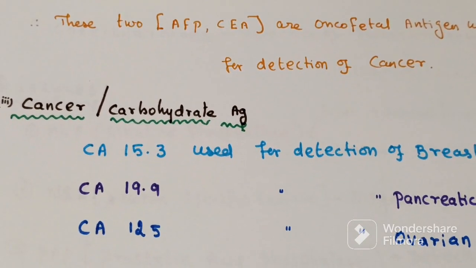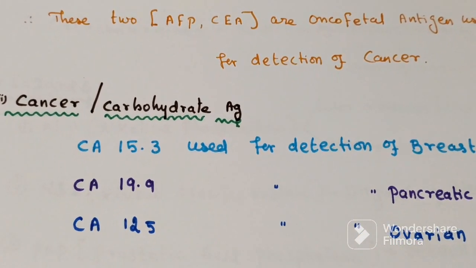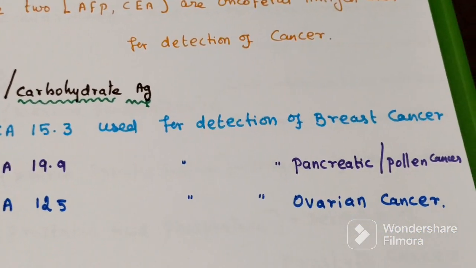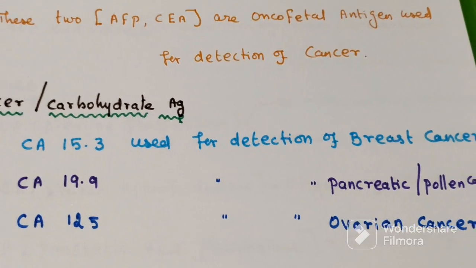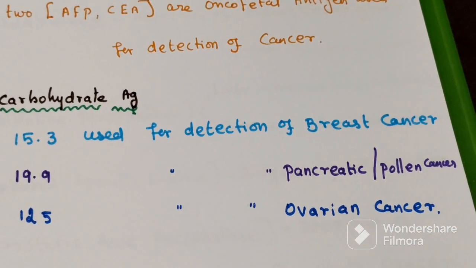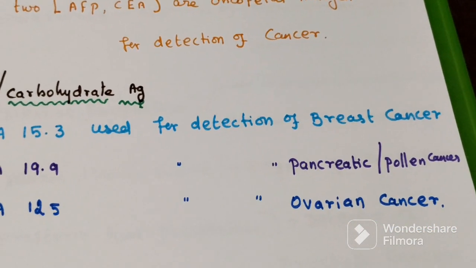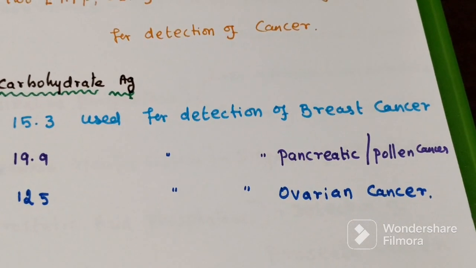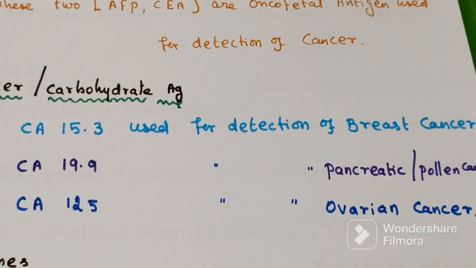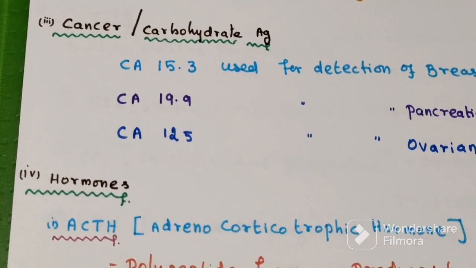The second group is carbohydrate or cancer antigens. Cancer antigen CA 15.3 is used for detection of breast cancer. Cancer antigen 19.9 is used for detection of pancreatic or colon cancer. Then cancer antigen 125 is used for detection of ovarian cancer.